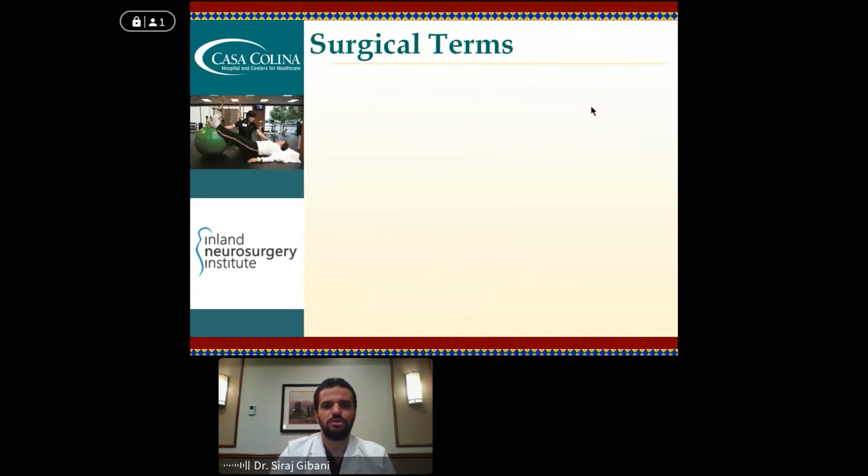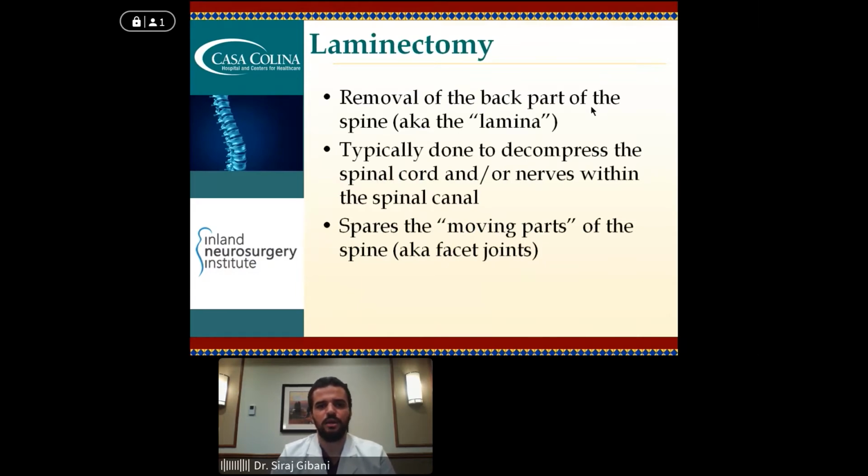So, some surgical terms that you may hear when we're talking about surgery. The first one is a laminectomy. Laminectomy involves removing the back part of the spine known as the lamina. And what it's done for is to decompress the spinal cord and or the nerves. And what it's essentially doing is sparing the moving parts of the spine.